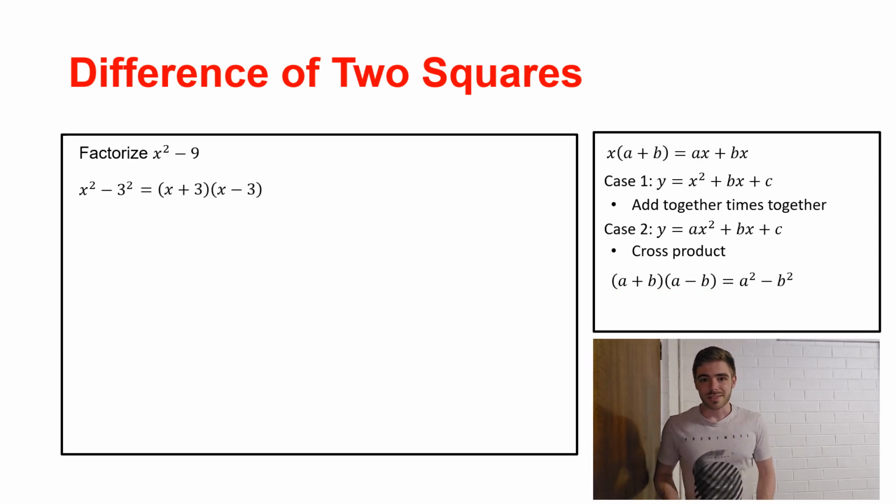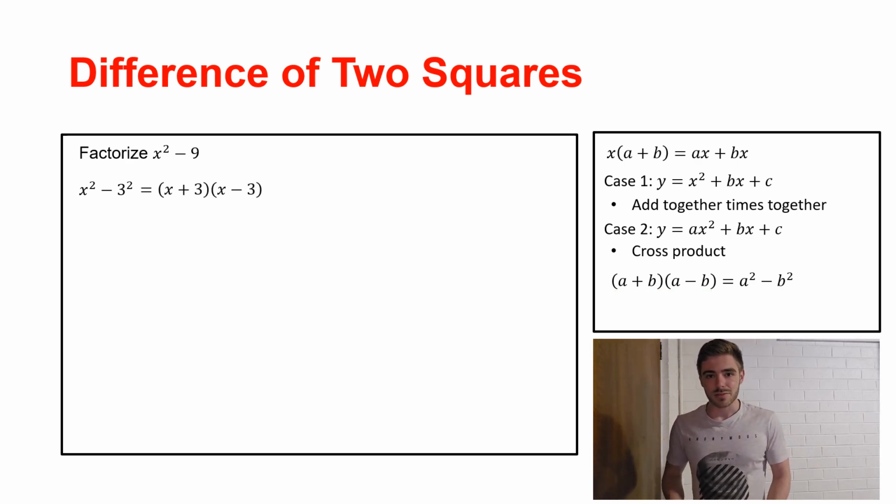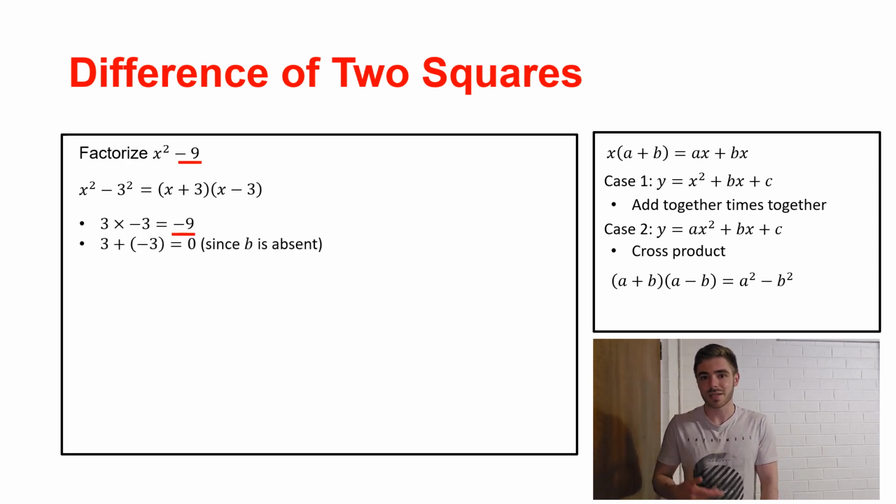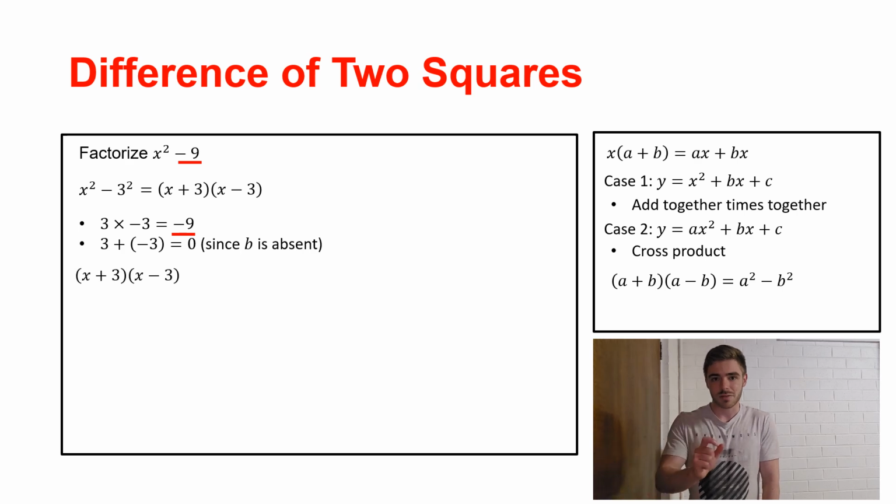Once again, you don't strictly need this specific method to factorize quadratics. You can just use case 1 that we looked at earlier, where you're just going to find two numbers that multiply together to give -9 that also add together to give 0, since that b term is absent.